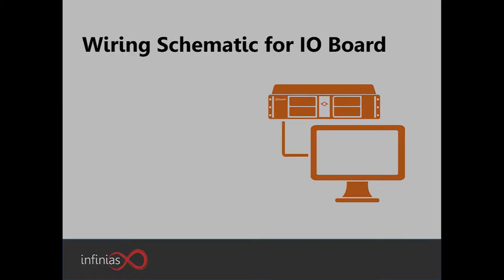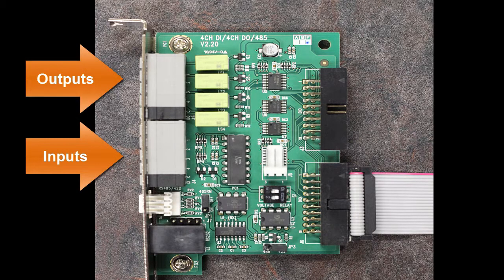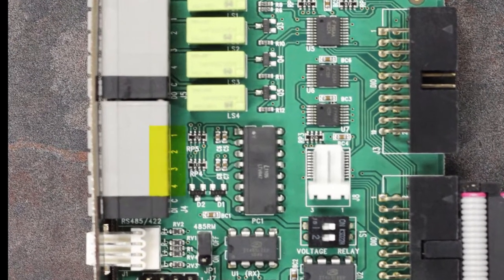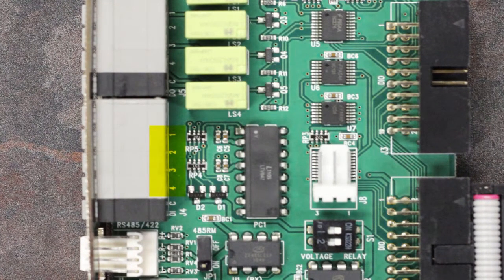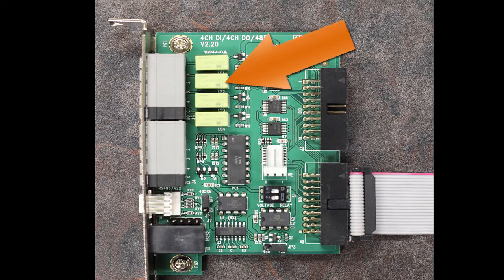The I/O board can be used for either inputs or outputs, and these are appropriately wired to the gray and black banks on the left-hand side. They are numbered 1 through 4, moving from the top to bottom. The outputs have relays next to them as seen in the image.